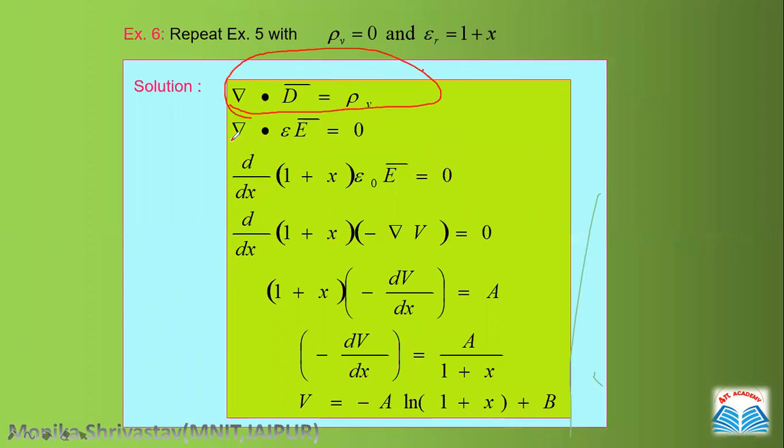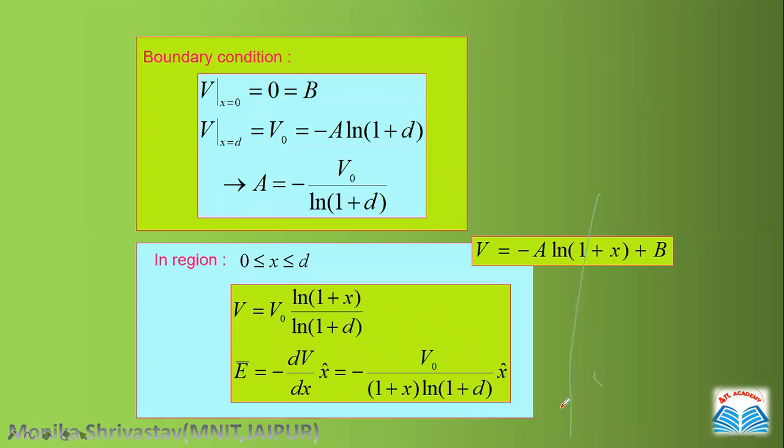So we will use this method. Okay, so this is the differential form of Gauss law. You know that, and you can solve this problem in Cartesian coordinates because in the question we are talking about x. So again we will get two constants a and b, and use the boundary conditions, and in that region we can get the value of V, which is again different from the previous value we have calculated.